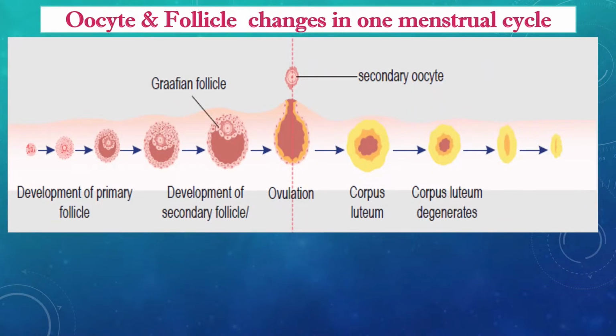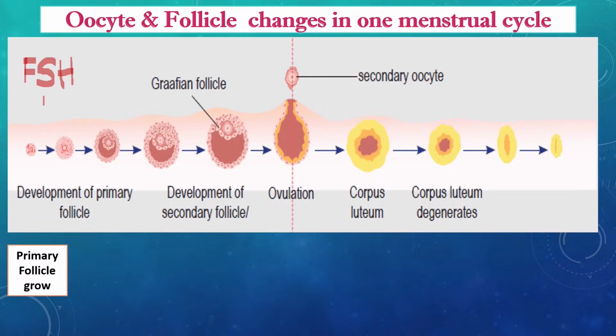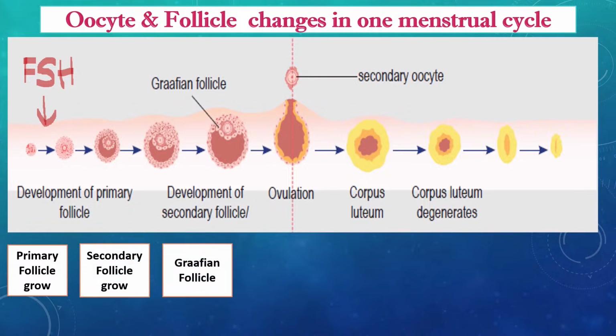Now let's look into oocyte and follicle development. Teacher is going to show you the whole changes throughout one whole cycle. So what happened here? As FSH is being released, FSH is follicle stimulating hormone, so it is going to stimulate the follicles to grow. They are going to grow from primary into secondary and continue into a giant-sized Graafian follicle. So you can see a giant-sized Graafian follicle here.